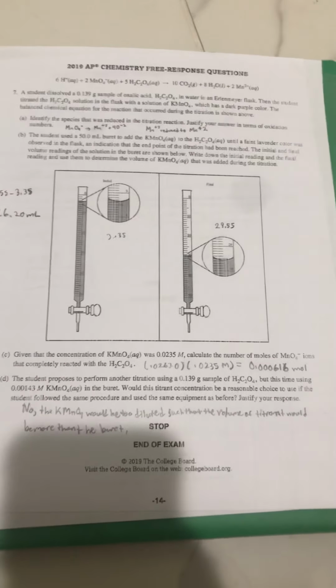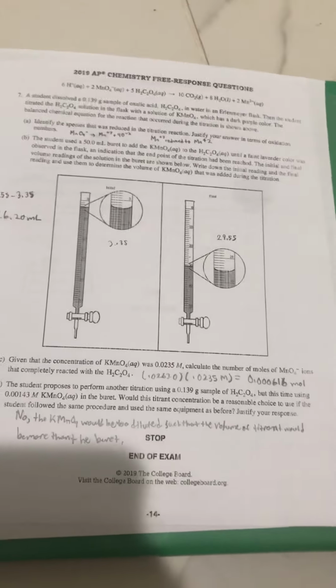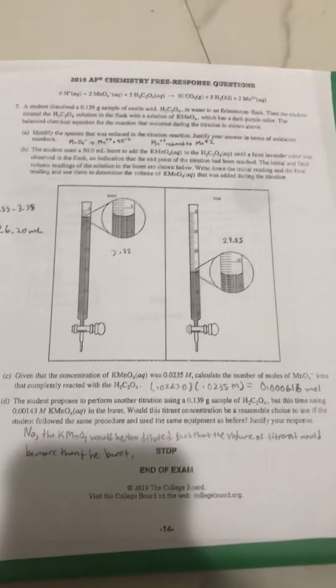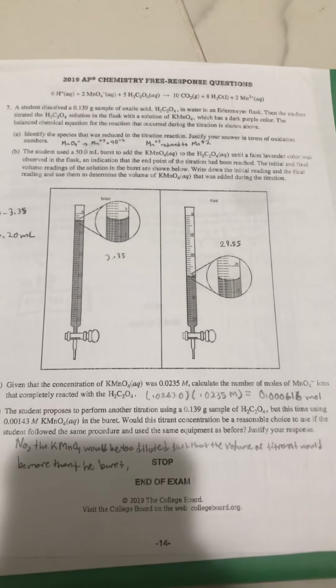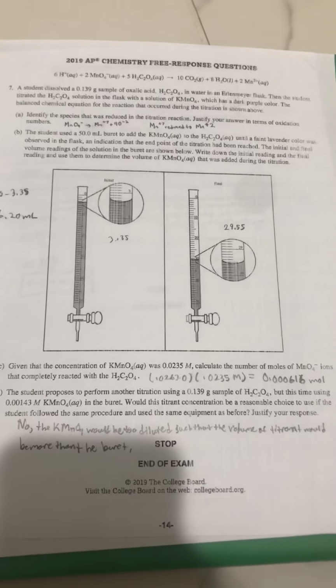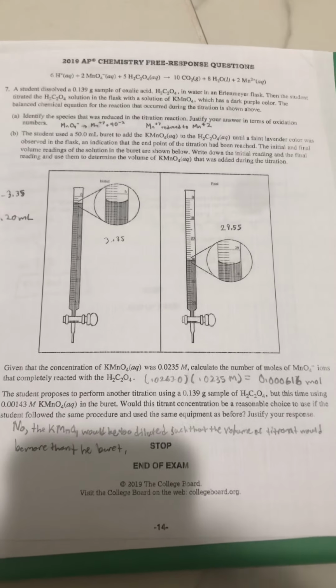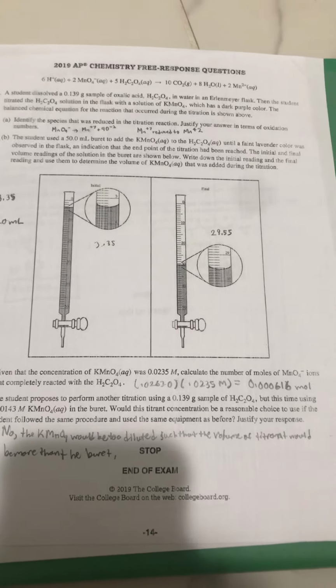This is the 2019 AP Chem test, question 7 of the FRQs. Part A, identify the species that was reduced in the titration reaction. Justify your answer in terms of oxidation numbers.